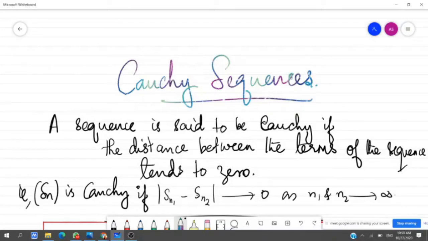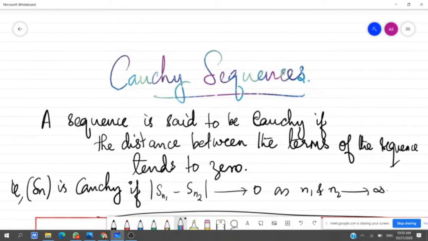Good morning, students. നമ്മൾ Cauchy sequences നെ പറ്റിയാണ് ഡിസ്കസ് ചെയ്തുകൊണ്ടിരുന്നത്. So a sequence is said to be Cauchy or a Cauchy sequence if the distance between the terms of the sequence tends to 0. ഒരു സീക്വൻസിലെ ടേംസ് തമ്മിലുള്ള ഡിസ്റ്റൻസ് കുറഞ്ഞു കുറഞ്ഞു കുറഞ്ഞ് ഡിസ്റ്റൻസ് ഇല്ലാതാവാണ് as n goes to infinity, then we say that the sequence is a Cauchy sequence.